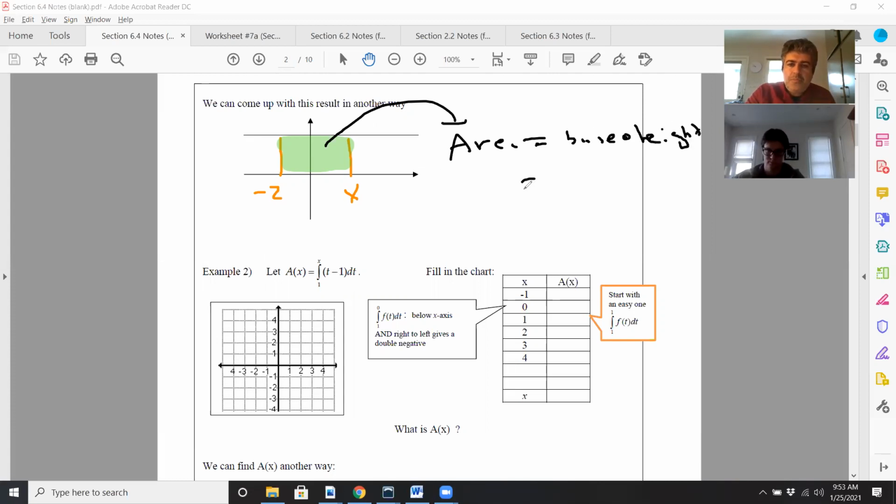So the base is x minus -2. The height is 4 because it hits y equals 4. Well, x minus -2 is x plus 2, so you get 4x plus 8.